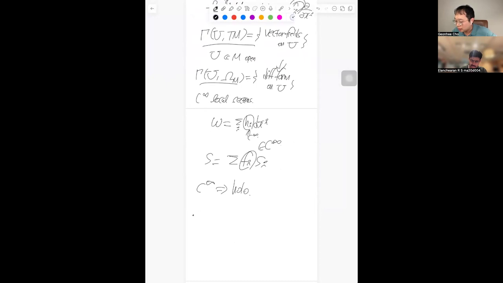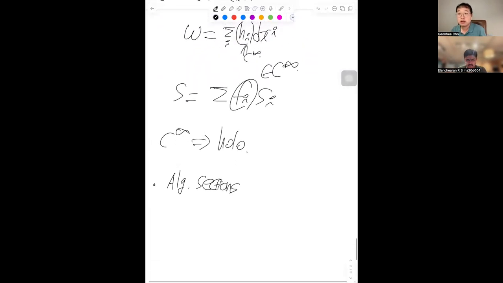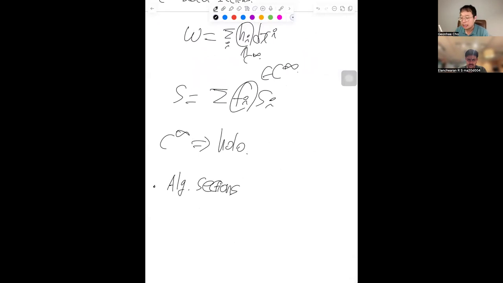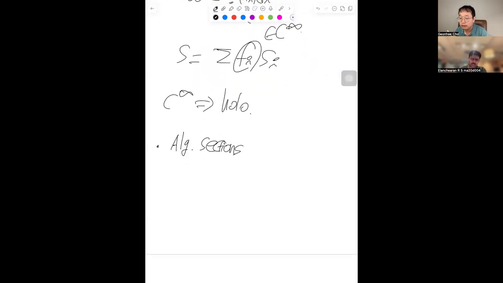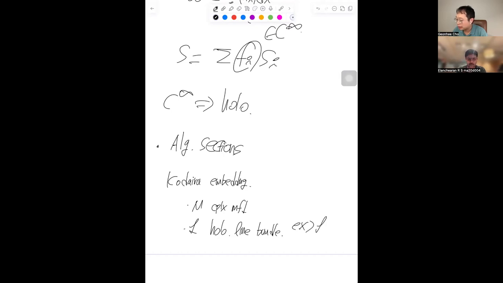So the tricky part is the following. It's not a rigorous term, but intuitively, what does an algebraic section mean? That means we have already changed the data into purely algebraic data in the following way. For example, in the Kodaira embedding, we start from a complex manifold, and then we have a holomorphic line bundle. For a concrete example, we can simply choose L to be K_n, the canonical line bundle if you need.